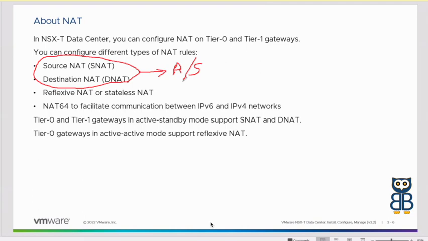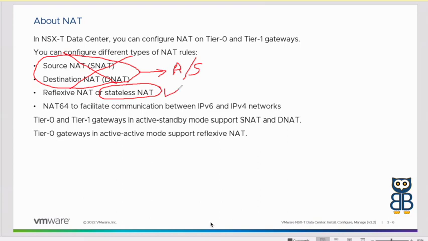But if you are running your T0 in active-active, then T0 cannot offer you stateful NAT. Source NAT, DNAT, nothing stateful is possible. But your T0 can still offer you stateless NAT. Stateless in the sense that T0 will do the NATing, but it won't bother tracking that connection. So it's going to work more or less like ACL logic.